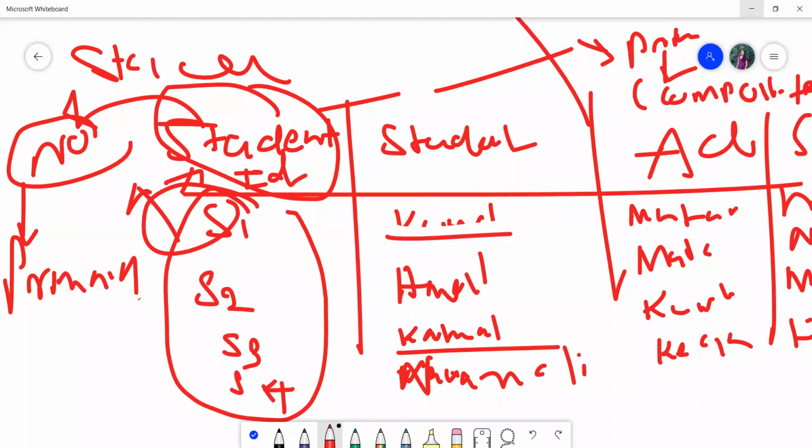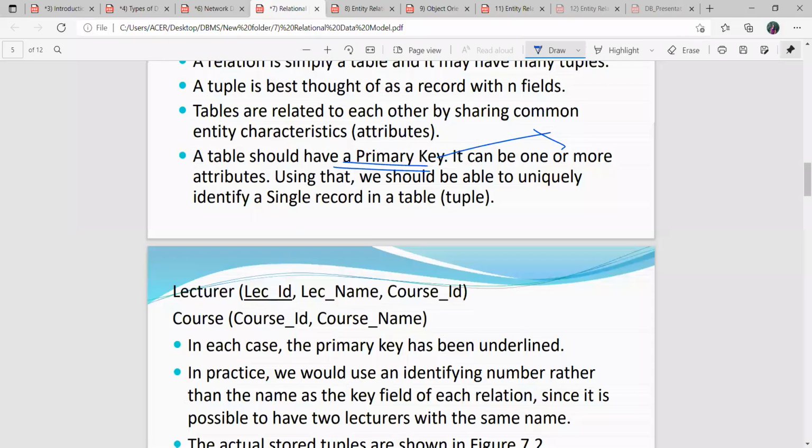Okay, so it is a primary key if one attribute contributes to create it. Otherwise, that means more than one attribute, it is known as a composite key. Okay, so in this relational model, this is the relation lecturer, this is the course. There are some attributes: lecturer ID, lecturer name, and course ID. This is course ID, course name. So the primary key can be underlined. So this is underlined. This is the way you can represent a primary key.